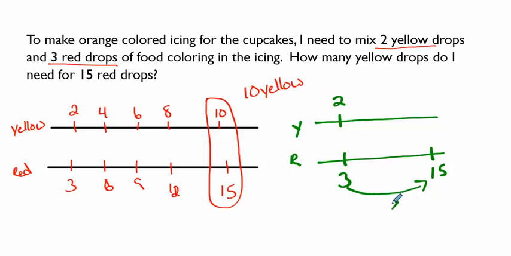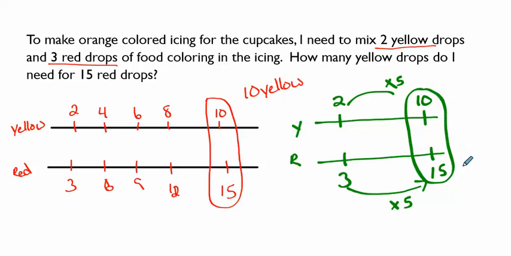So 3 times what gives me 15? Well, that would be 5. So you multiplied the top by 5, and you got 10. So you got the same answer, you just did it in a different way. So this way might have been a little quicker, but for some of you, the skip counting over here is easy. It doesn't matter how you do it, it's just 2 different ways.